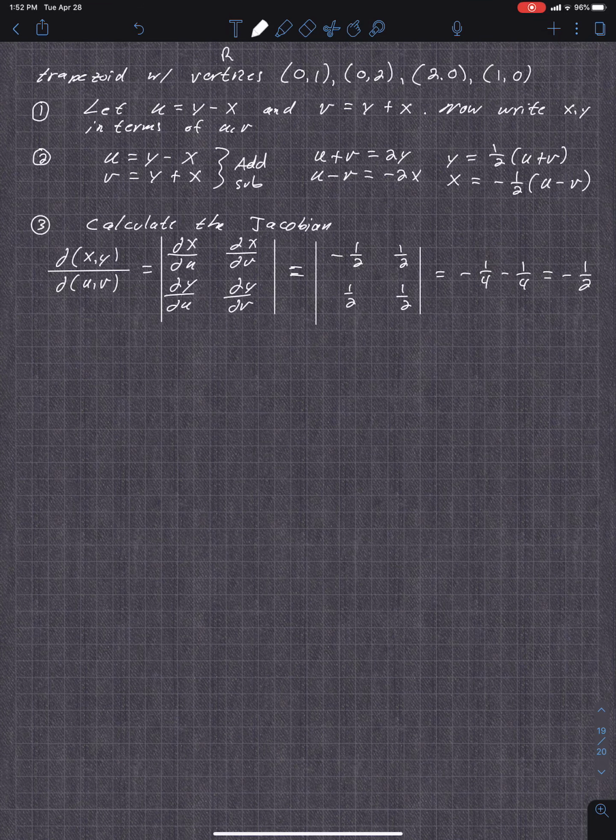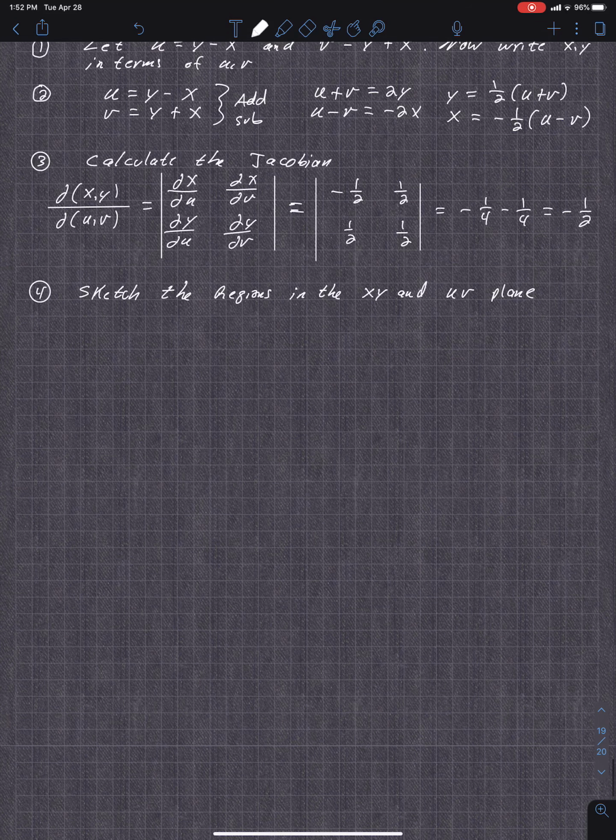And then the next really important aspect is the regions. So regions in the xy and uv planes. So you want to sketch the regions in the xy and uv plane. So first, let's do R in the xy plane, because that's kind of what was given. It was originally in xy.